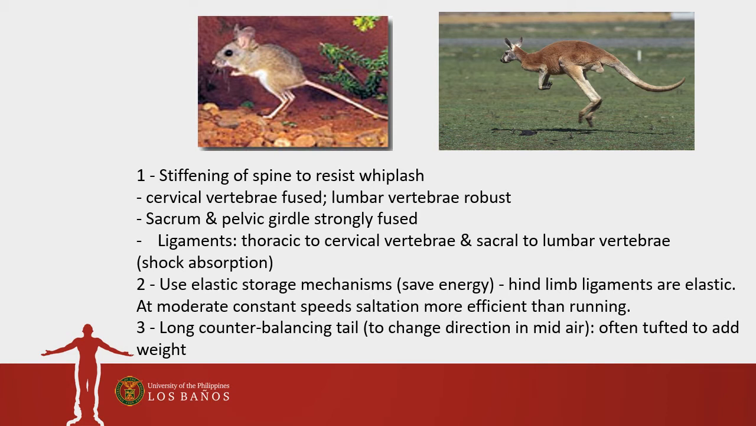Another adaptation is the use of elastic storage mechanisms, such as found in the hind limb ligaments, as energy-saving adaptations. And, of course, a long tail that is used for counterbalancing.